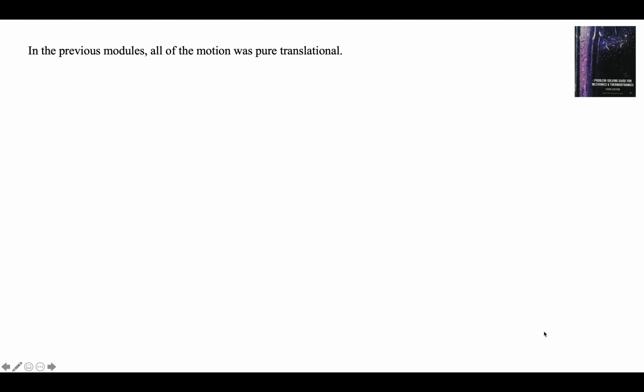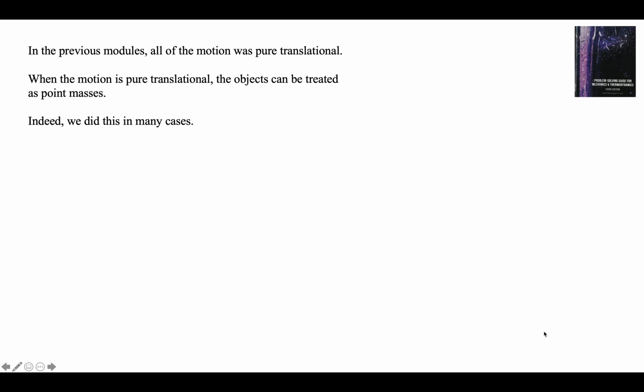In the previous modules, all of the motion was pure translational. When the motion is pure translational, the object can be treated as a point mass, and we did this in many cases. So here's a car, let's treat it as a point mass. We're assuming it's not going to roll.